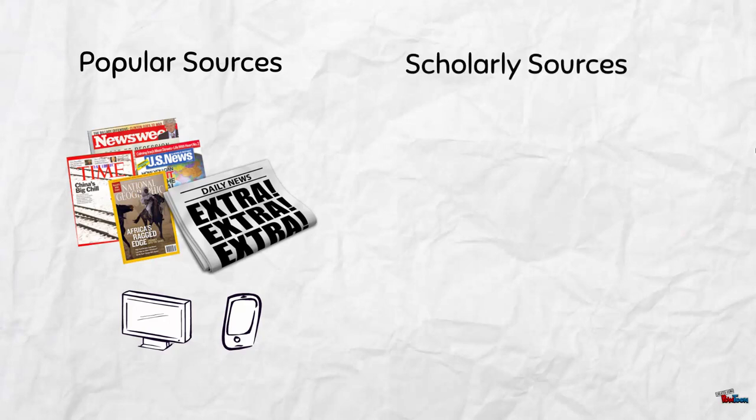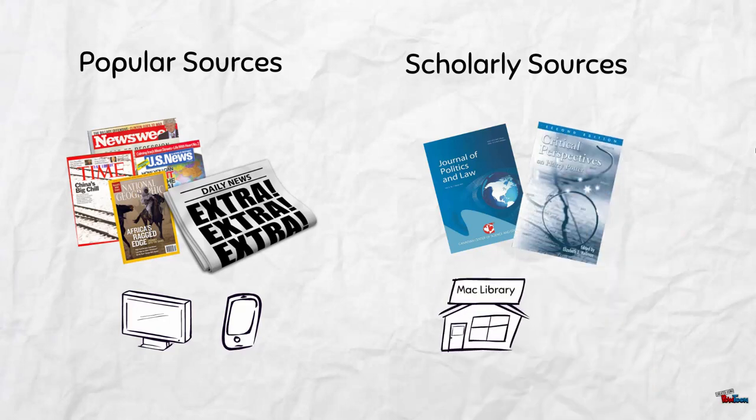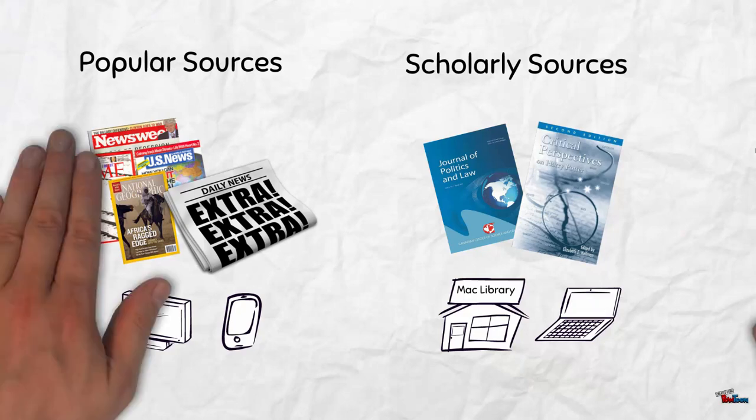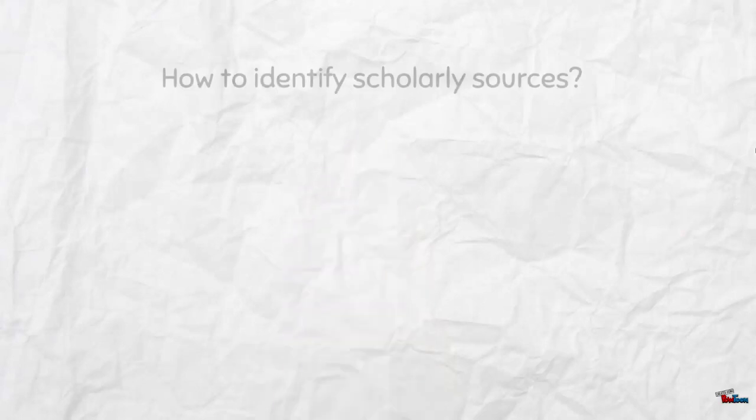Scholarly sources, on the other hand, are usually found in specialized publications such as scholarly journals and academic books. They are mostly accessible through libraries and online databases, and often contain very specialized information. How do you identify scholarly sources?